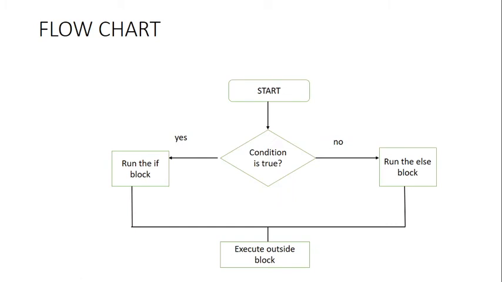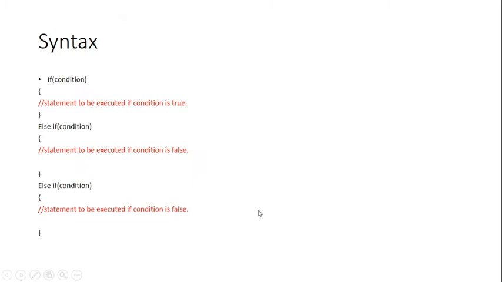The flowchart is quite similar to the if-else. If the condition is true, then the statement written in the if block will get executed. If it is false, then the statement written in the else block will get executed. This procedure can be used many times by using if-else statements in a nested if. Let's have a look at the syntax.